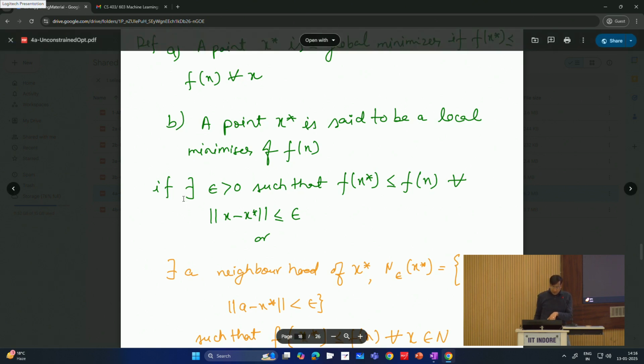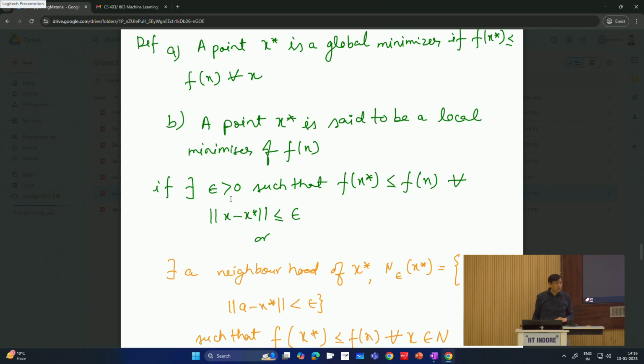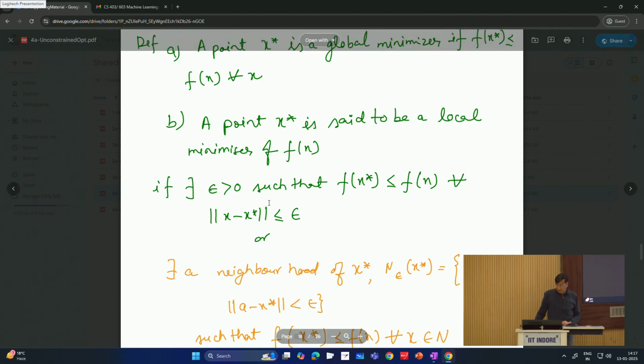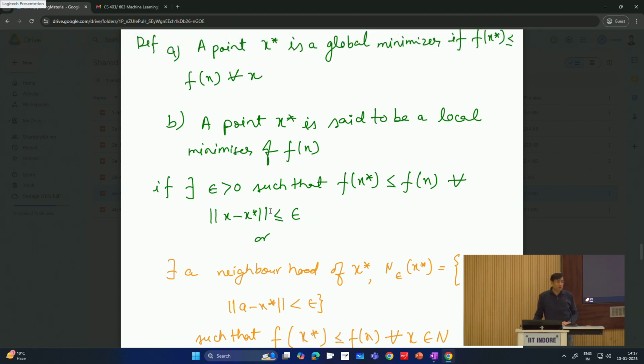And that's what is written there. This is how you write it mathematically, in case you've not seen it before. There exists an epsilon such that f of x star is less than f of x for all x with norm of x minus x star less than or equal to epsilon. So this is referring to the epsilon-radius hypersphere with x star at the center. If in any direction you go from x star the function value starts increasing, then you're good, you're a minima. But if in any direction the function value starts decreasing, then you are not a minima. Make sense?